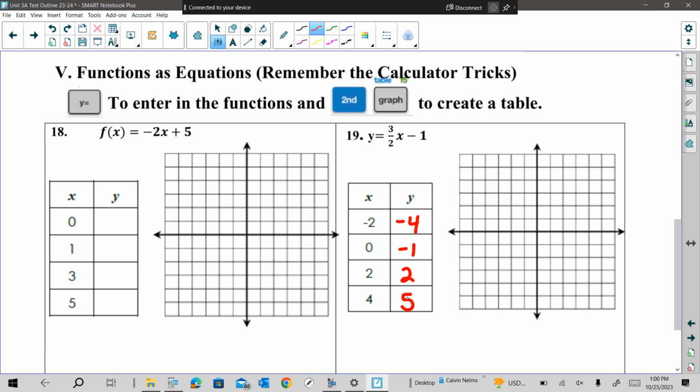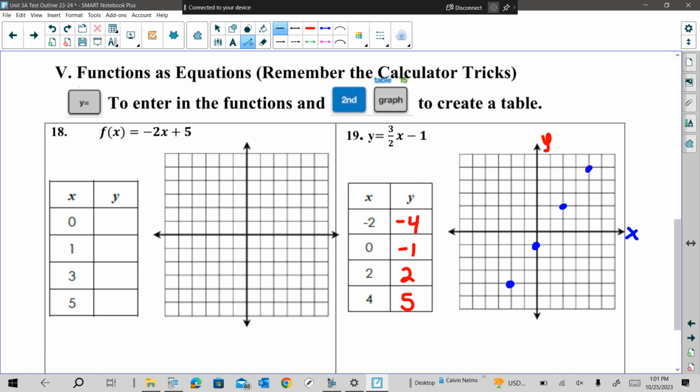Now we're going to plot those points on the graph. So remember, the horizontal line is your x-axis. The vertical line is your y-axis. We start at the origin. A -2, -4 means you're going to move to the left 2 and down 4. Plot that point. 0, -1 means we're staying on the y-axis and just go down 1. Then 2, 2 means to the right 2, up 2. And then 4, 5. It's right there.